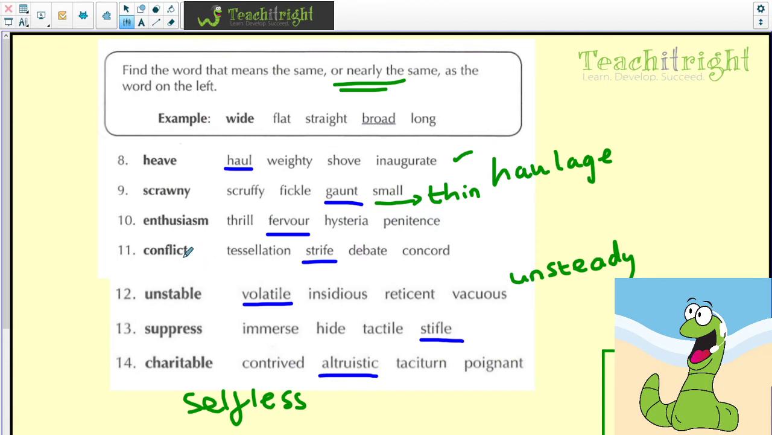So again, it's just worth checking what these words mean. So sort of a conflict is more like a sort of a disagreement. Again, put the words in your word and meaning book if you didn't know what strife meant, for example. Unstable and volatile, sort of unsteady, those are synonyms. Suppress and strife, that means to prevent from occurring, to stop from happening. Charitable and altruistic is being selfless. If you're charitable, you're selfless, you're altruistic.